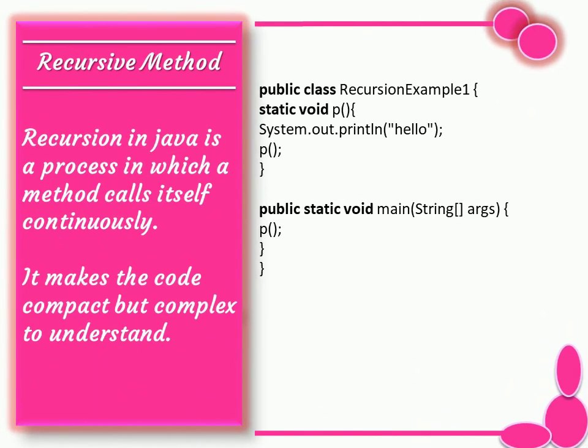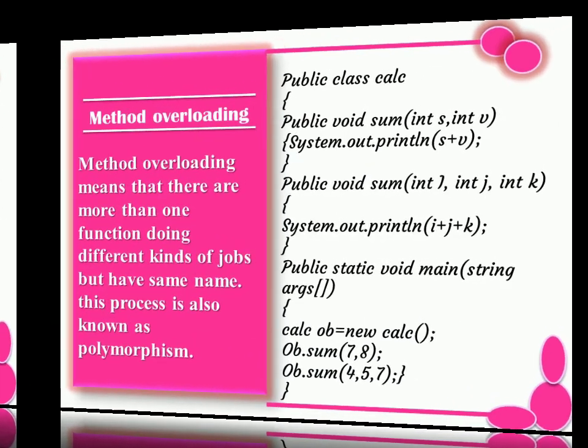Next we'll see what is a recursive method. A recursive method is nothing but a process in which a method calls itself continuously. It makes the code compact but complex to understand. So a function that calls itself is called a recursive method. Okay, so look at the program given here.